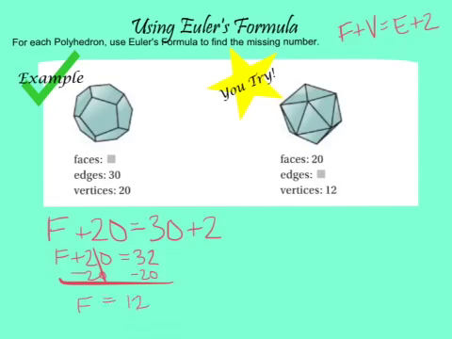Now what's interesting is this polyhedron here, a 12-sided polyhedron, is called a dodecahedron. That's something that you should definitely know. A 12-faced polyhedron is called a dodecahedron. So then you go ahead, you try that next problem.